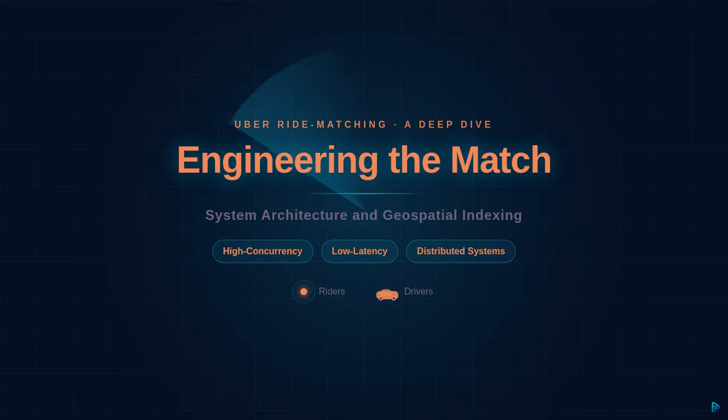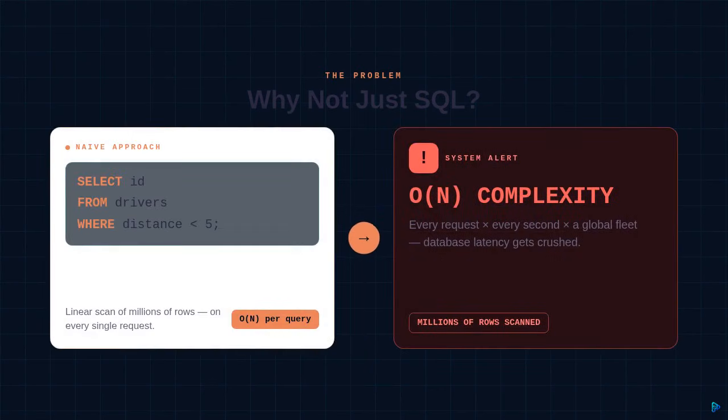If you are an engineer, you know that scale changes everything. Why can't we just use a standard SQL query, you might think. Select driver from drivers where distance is less than 5 kilometers. But imagine doing that for every request, every second, across a global fleet. A linear scan of millions of rows would crush your database latency. We need a way to narrow the search space before we even start calculating distances.